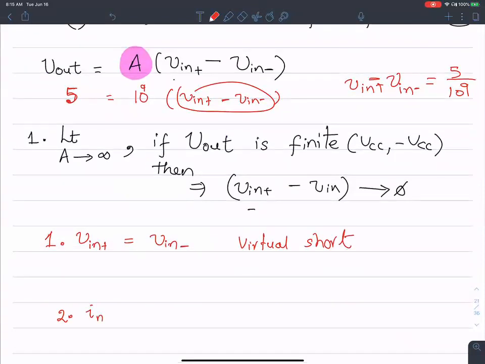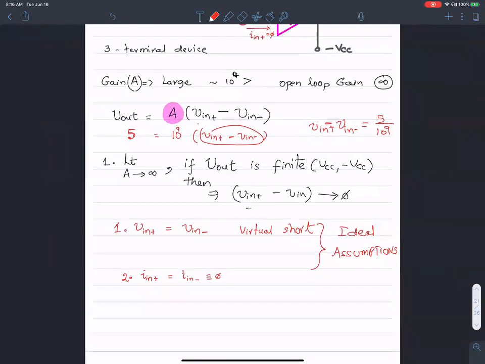I in plus is I in negative, that is 0. So these are the ideal assumptions that we discussed so far. And I talked about the idea of virtual short over there.